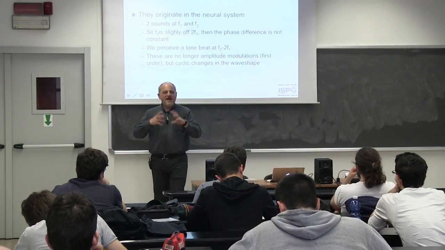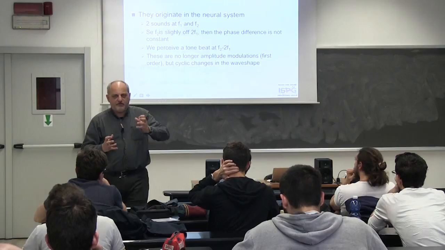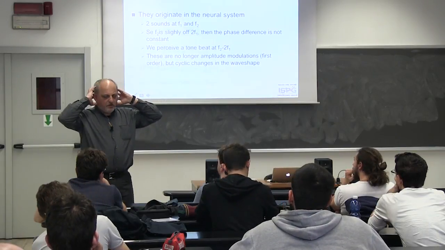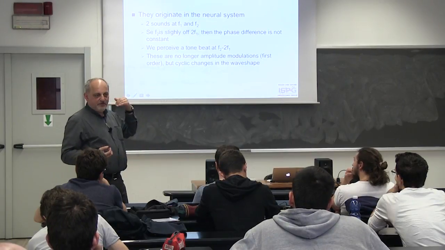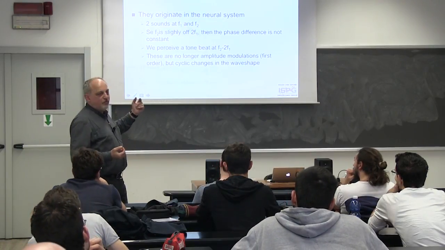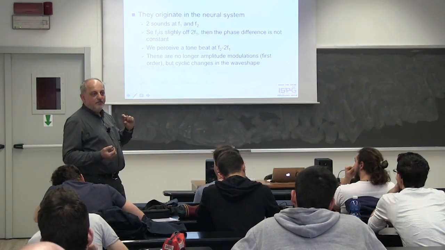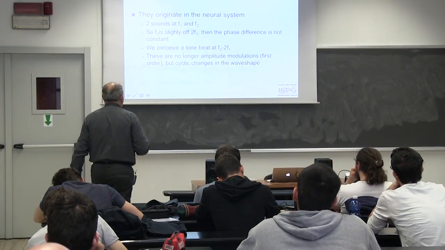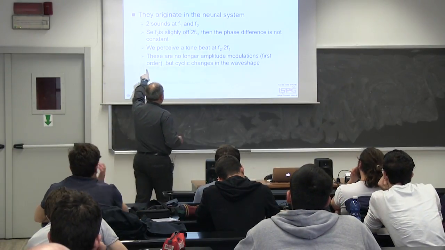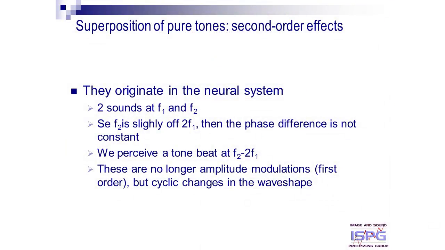But instead of being a magnitude beat, it will be sort of a phase beat. So there will be something that changes. It's hard to detect how, but at a rhythm that is basically at F2 minus 2 F1. Okay, so if it's 205 and 100, it will be 5 Hertz. You have to be careful because, like I said, it's no longer amplitude modulation, like in the case of the first order, but there are cyclic changes in the wave shape.